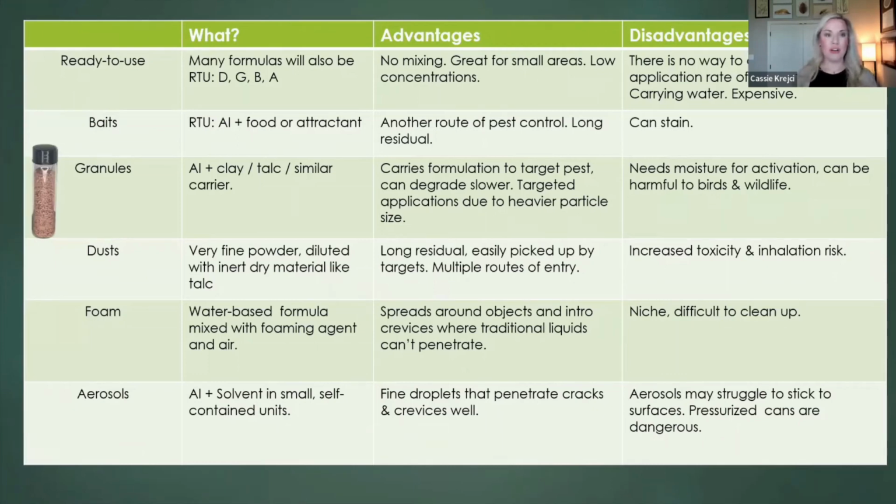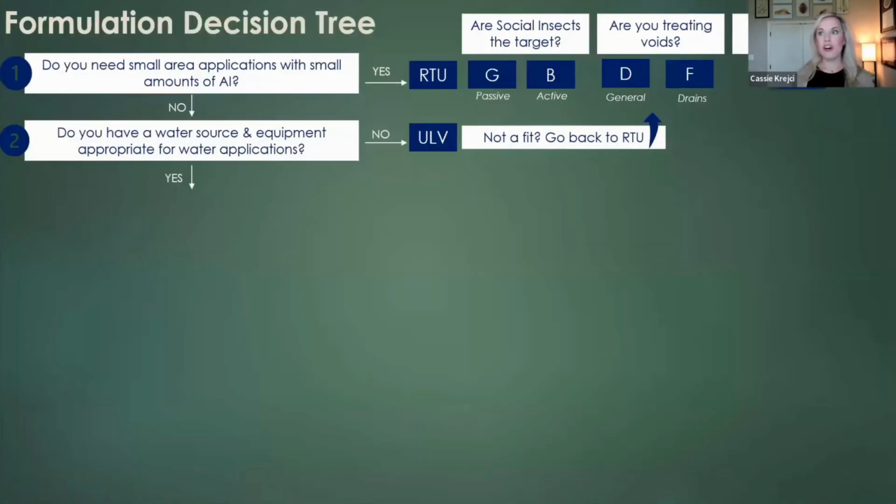Aerosols do a really good job of filling a space, but sometimes they struggle to stick to a surface. So you can struggle with residual control related to aerosol use. They penetrate cracks and crevices, but again, sometimes they're not the best for residual control. They're more fit for that knockdown and ready to use part of it. So those are all the RTUs. If we didn't need a small area application, we ask our next question.